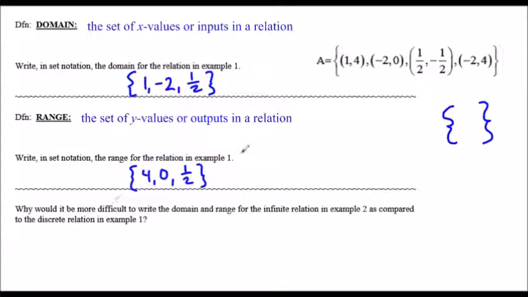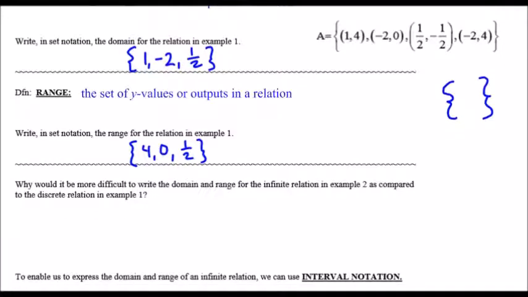Notice how I didn't repeat that 4 as a y value, I only wrote it once. All right. And finally, why would it be more difficult to write the range and domain for example 2 as compared to example 1? Remember we had that line versus those points. There's lots of ways to describe this. Use this space to write out in your own words. Don't hear my definition or explanation until you've written it out in your own words.